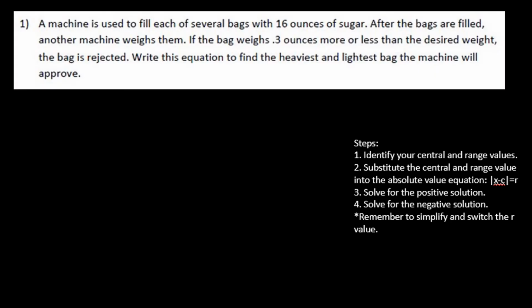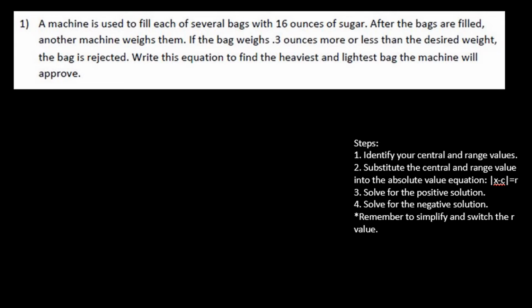All right, so for this one here, let's go ahead and read this. It says the machine is used to fill each of several bags with 16 ounces of sugar. After the bags are filled, another machine weighs them. If the bag weighs 0.3 ounces more or less than the desired weight, the bag is rejected. Write this equation to find the heaviest and lightest bag the machine will approve.